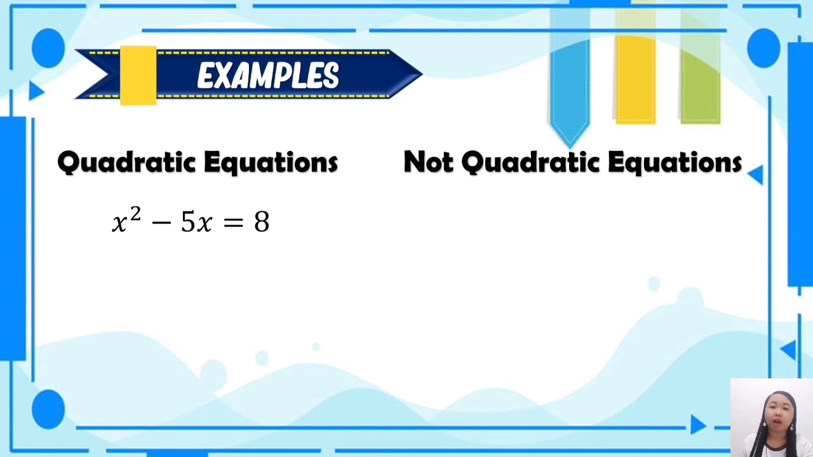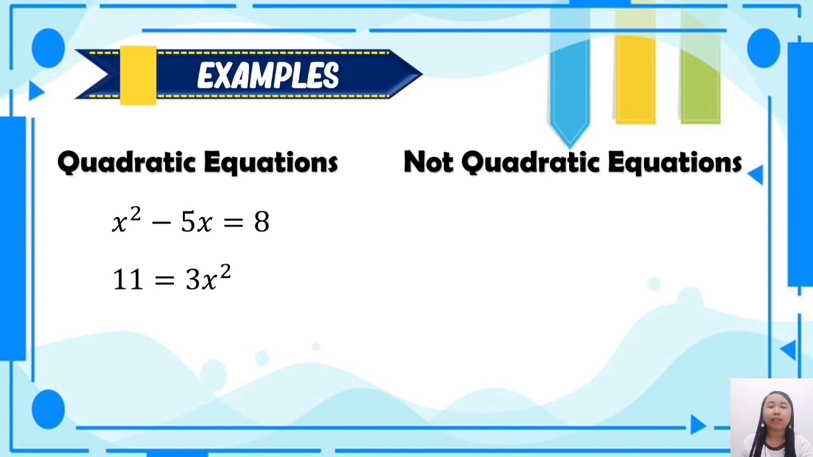x squared minus 5x equals 8. So we have one variable involved and the degree is 2. Though it is not written in standard form, it's still a quadratic equation.